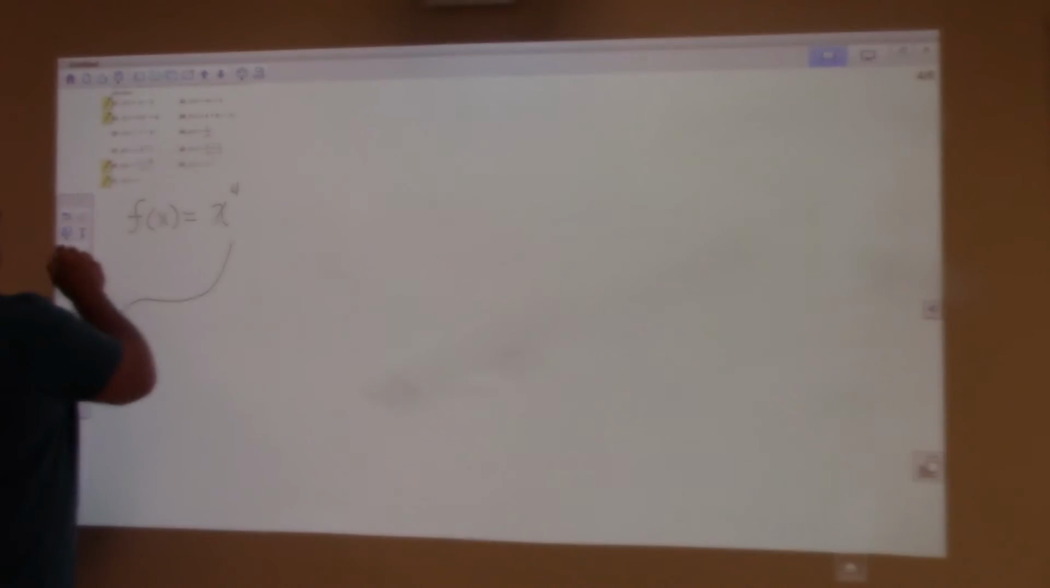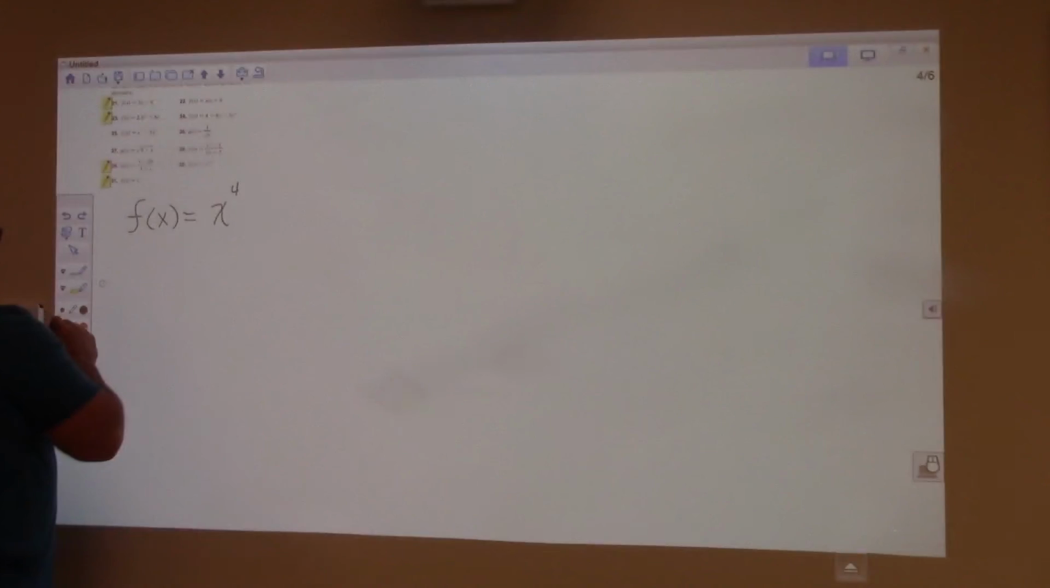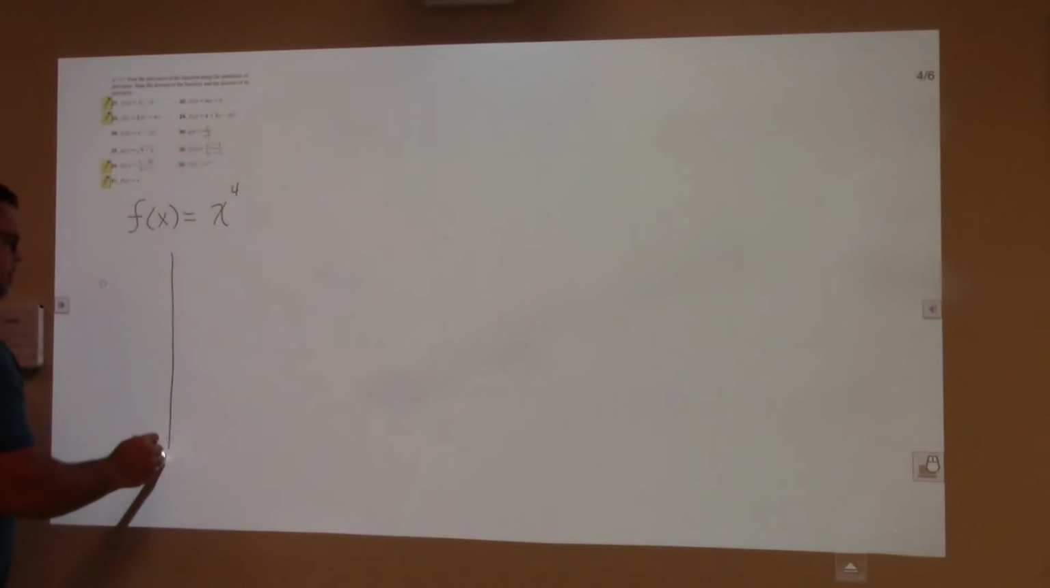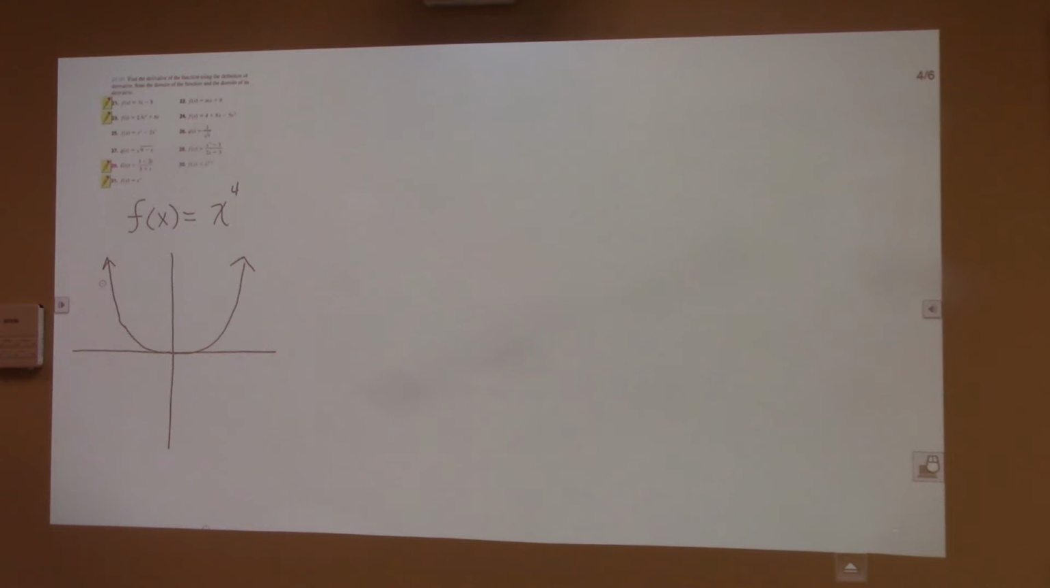So x to the fourth is going to be something like that. No, dork. That's x to the fifth. X to the fourth is going to be a quartic function, something like that, which is a parabola.